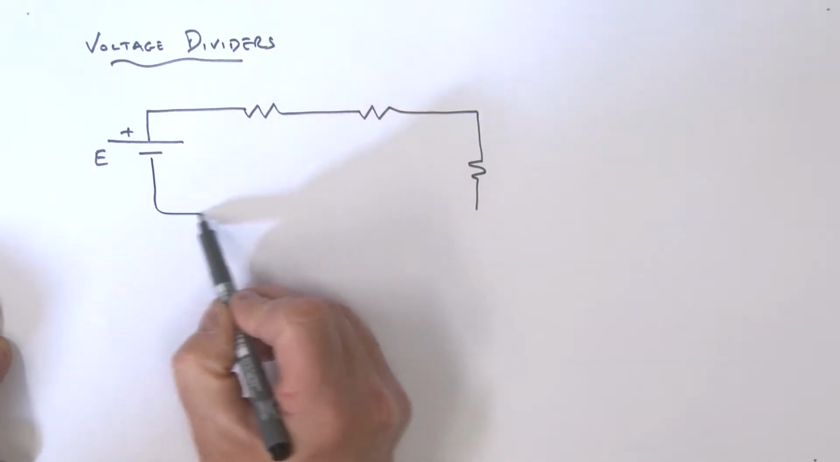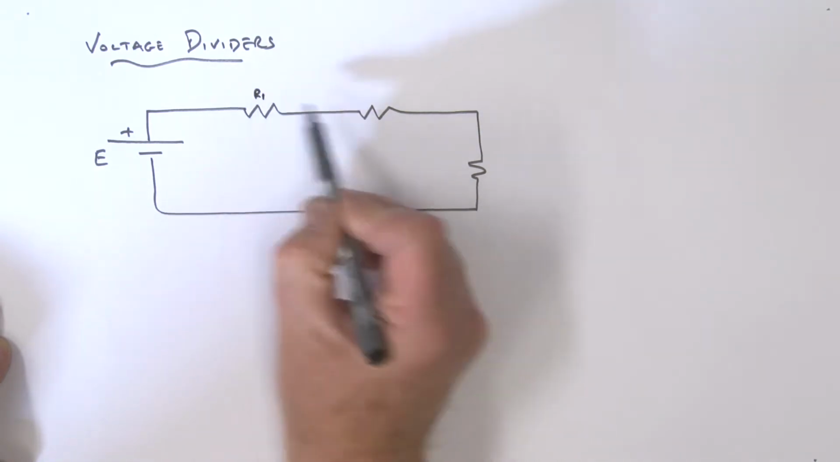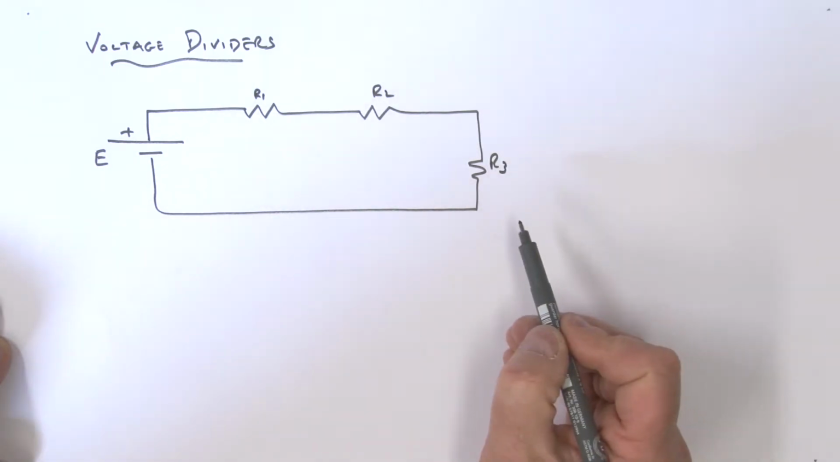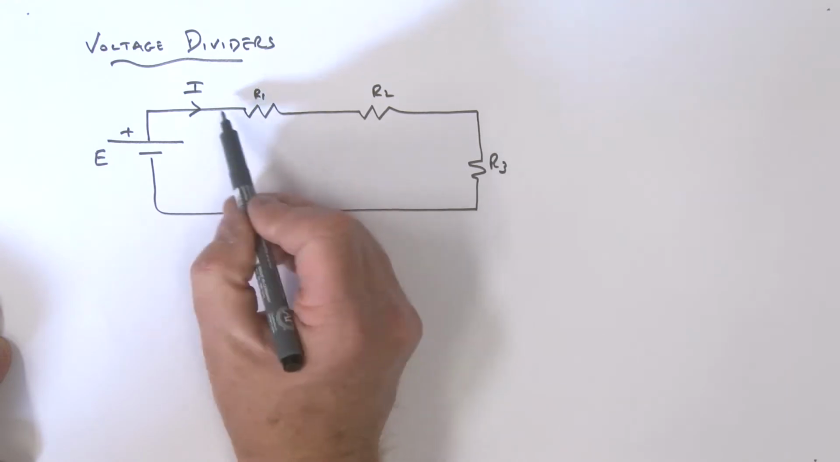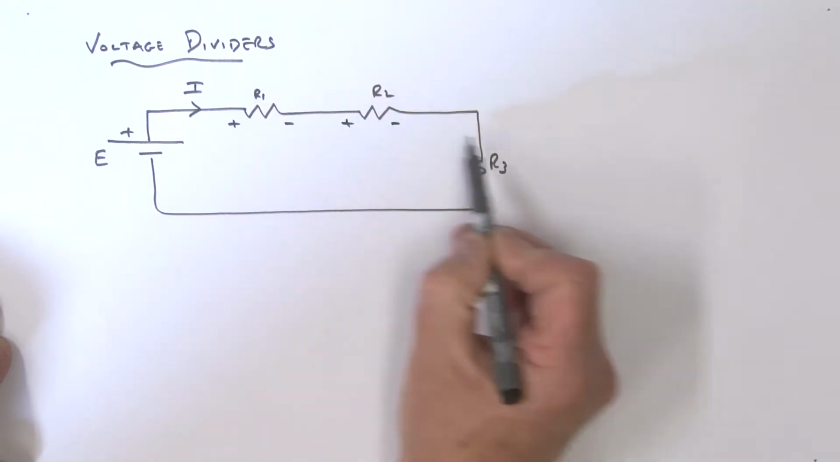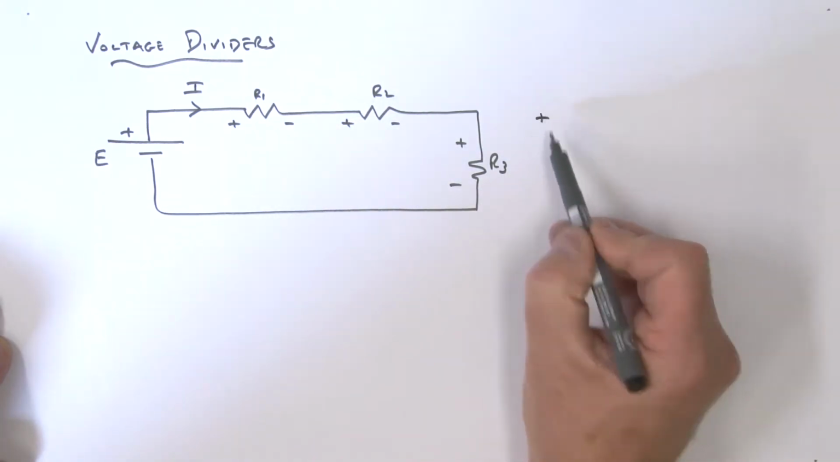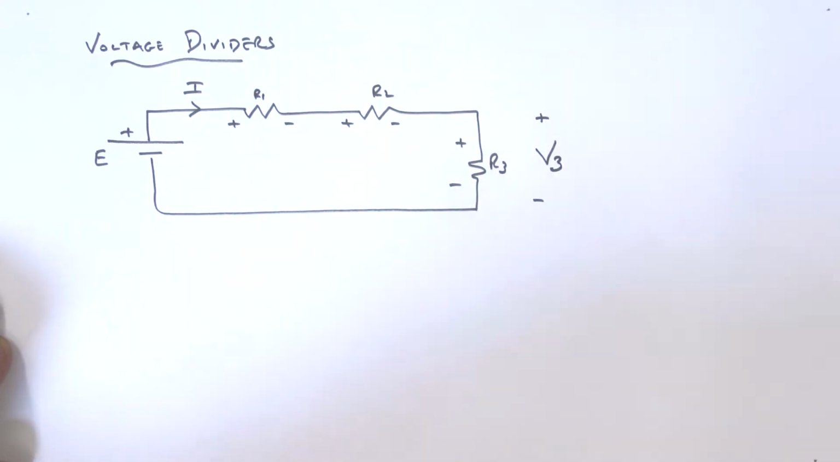We'll call these R1, R2, R3, and we're going to talk about a current I, which defines the voltage across these, plus minus, plus minus, plus minus. And I'm going to be looking at this voltage, plus minus V3.